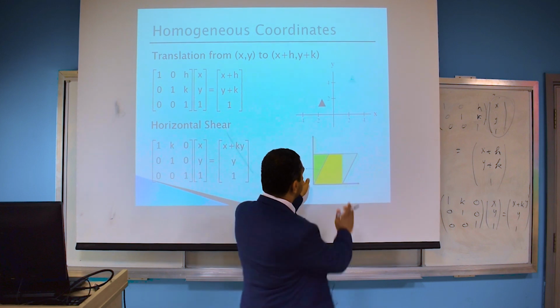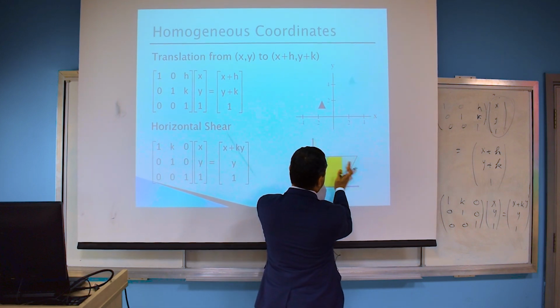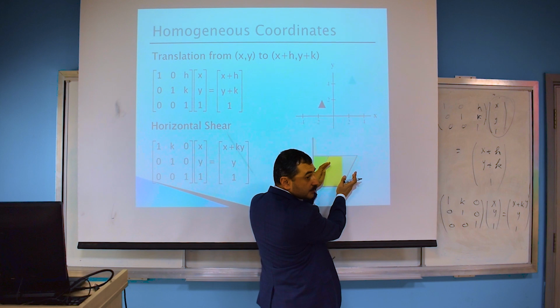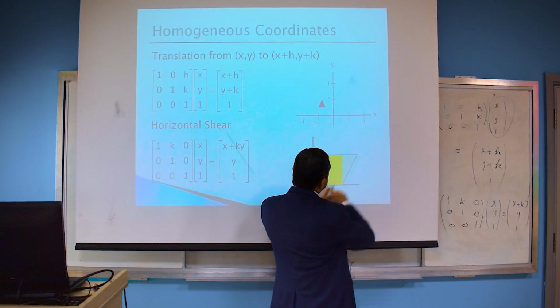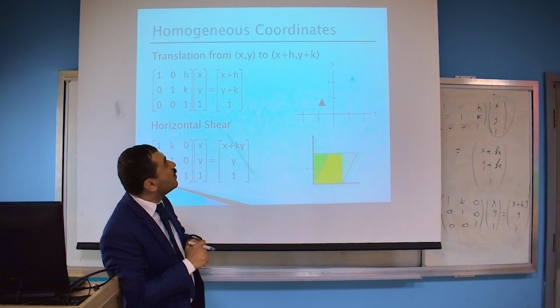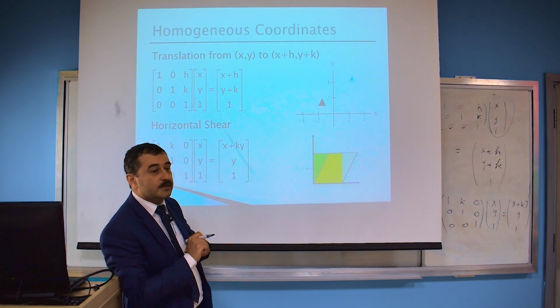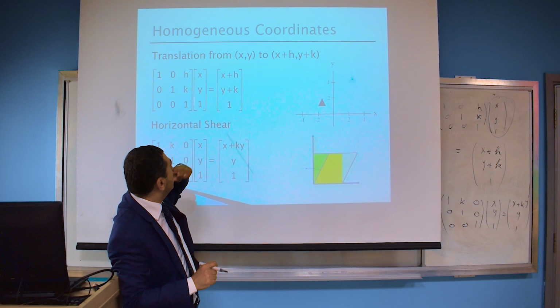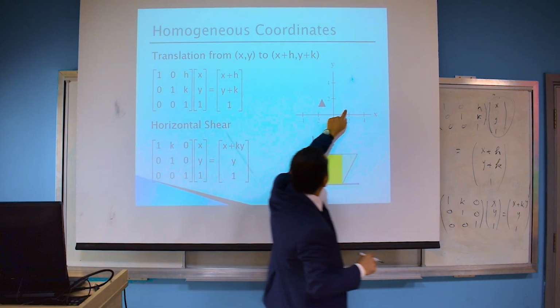So this is the horizontal shear. If this is the original object, this is the sheared object in horizontal. You sheared the object in the horizontal direction. The one above is translation. This is a translation by h and k, and h is 4 and k is 3.